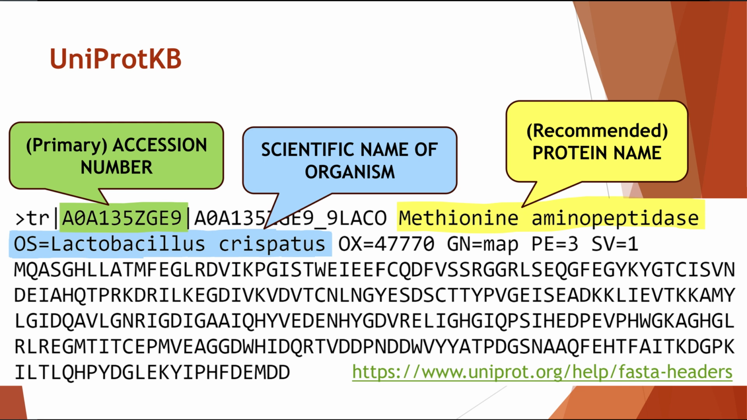Then, in yellow, is the recommended name for this protein, which is methionine aminopeptidase. A recommended protein name is unique and allows for unambiguous identification of a protein. Highlighted in blue, we can also see the scientific name of the organism. In this case, we have Lactobacillus crispatus. Overall, UniProt entries will follow the same general format. If you want more information, I've added a link to a UniProt page that explains the FASTA headers in more detail.